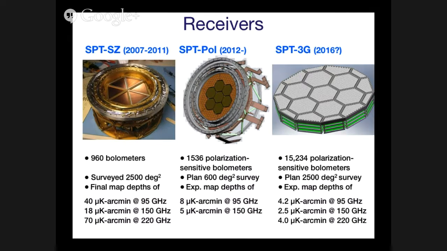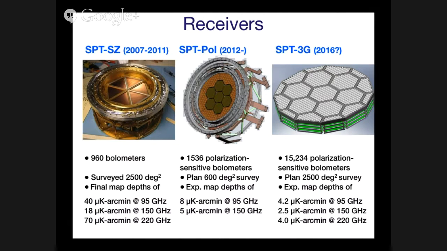Now, we put a new receiver on this telescope in 2012. This had 2 main advantages over the first receiver. We changed to a polarization-sensitive detector, so we can go after CMB polarization. And we have 50% more detectors for better mapping speed. Since we're going for CMB polarization, which is a fainter signal, we are targeting a smaller patch of sky, but to much lower noise levels, about 4 times lower noise on 4 times smaller area of sky.